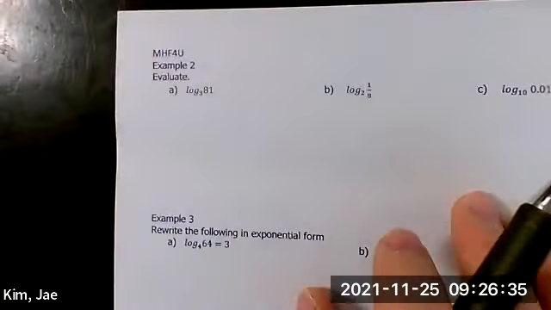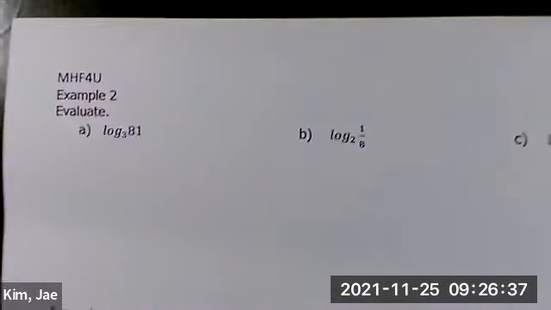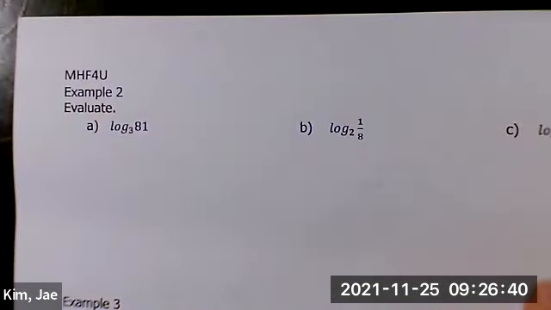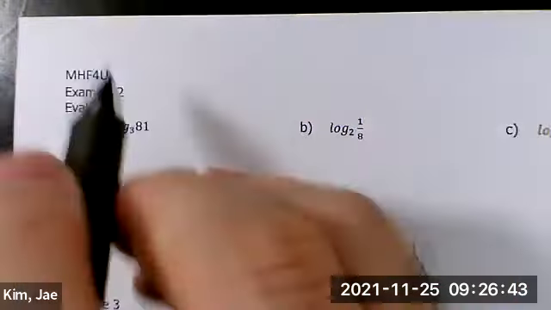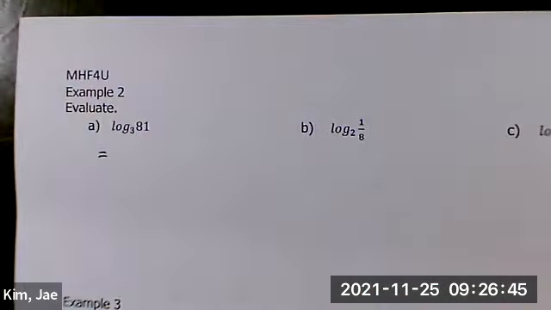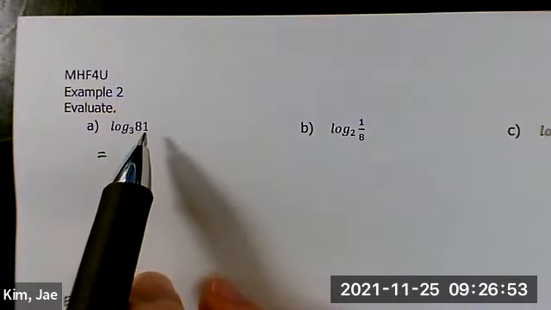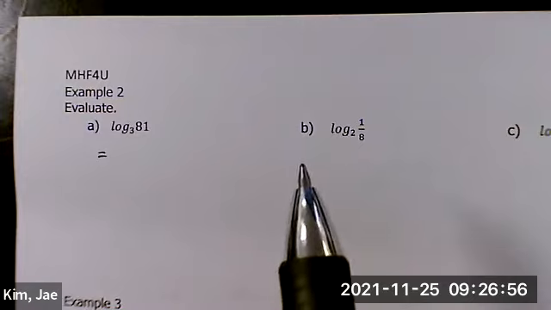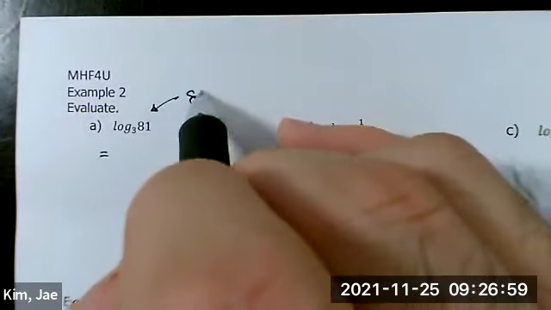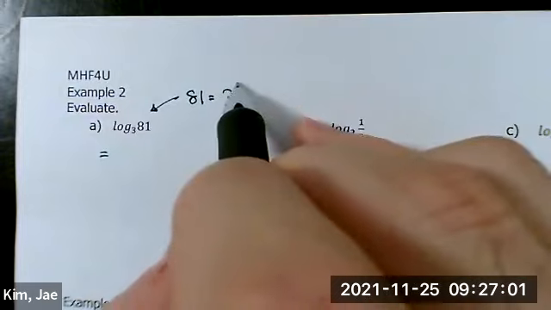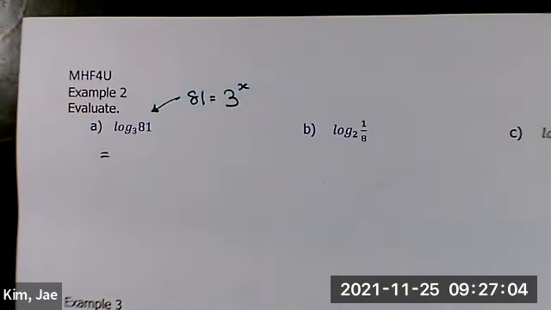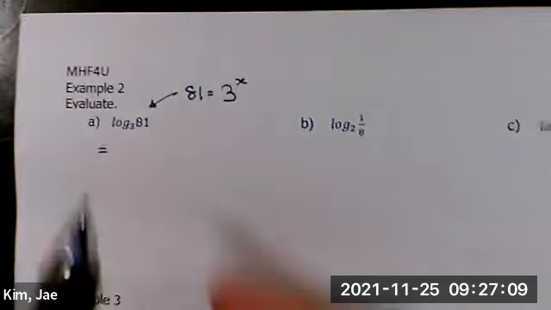Log 3 of 81. You should be able to solve this. Log 3 of 81. If the base is 3, my answer is 81. What was the exponent? If 81 is the answer and my base is 3, what was the exponent? Yeah, 4. Good. Log 3 of 81 would be 4.